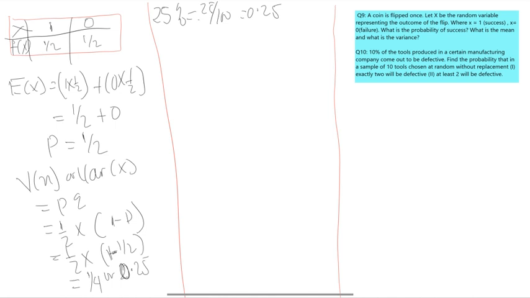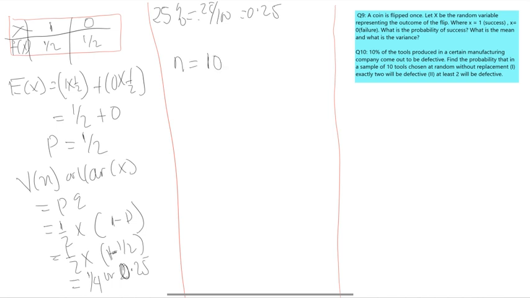So now this question: 10% of the tools produced in a certain manufacturing company come out to be defective. Find the probability that in a sample of 10 tools, meaning that if you are taking 10 different tools, right? It means that the experiment is repeated. It's not just carried out once. It is repeated 10 times, right? So that's the first thing. Repeated 10 times. So the number of trials is 10.